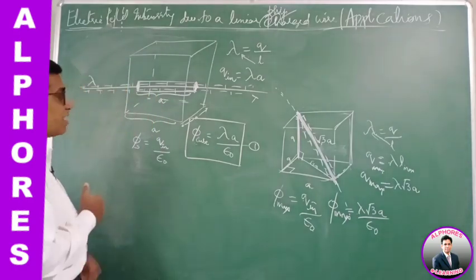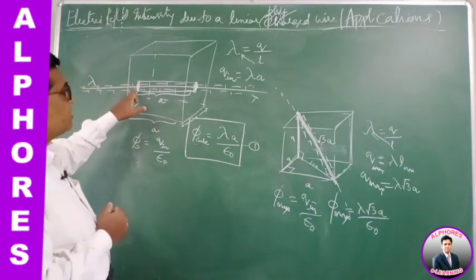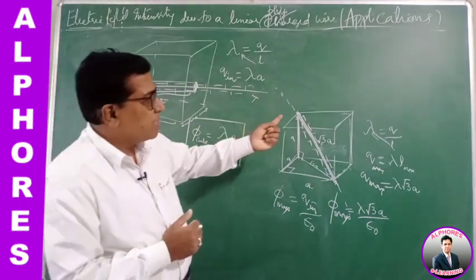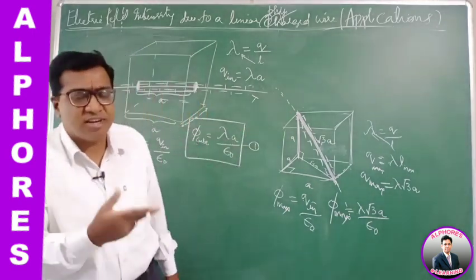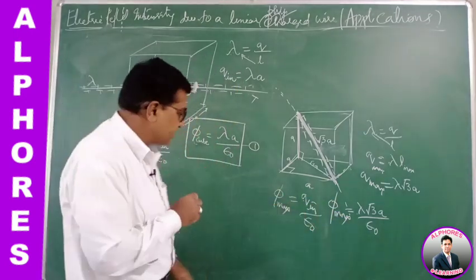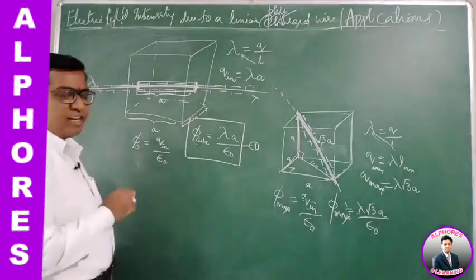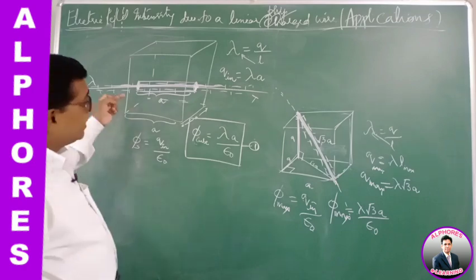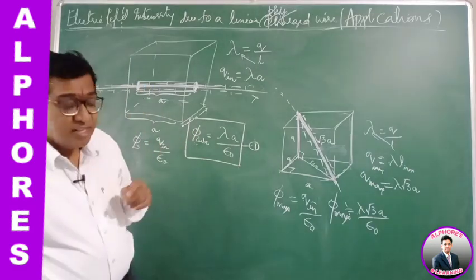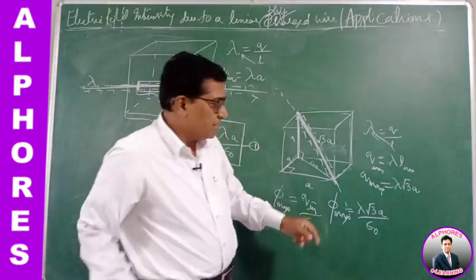Now there may be a question comparing this and this. If the charged conductor passes through a cube, first through the midpoints of the opposite sides, and if the same conductor passes through the opposite corners of the cube, then what is the ratio of the flux? In the first case, if the conductor passes through the cube parallel to any side, then it is lambda a by epsilon naught. If the conductor passes through the cube along the body diagonal, then the flux associated is this.